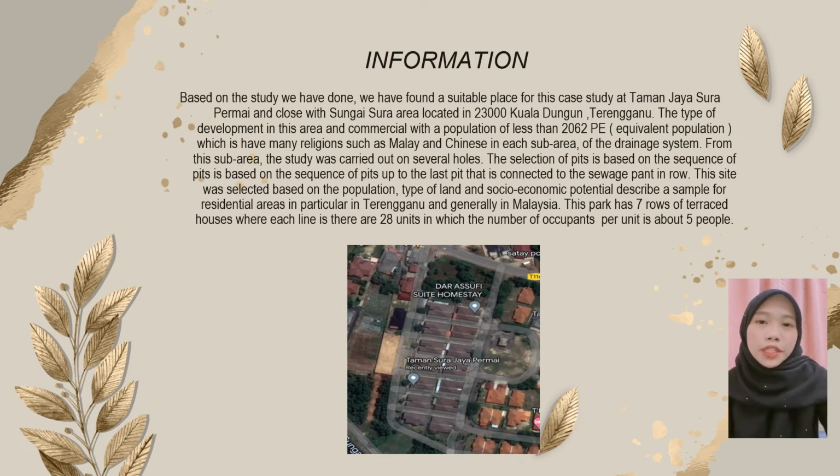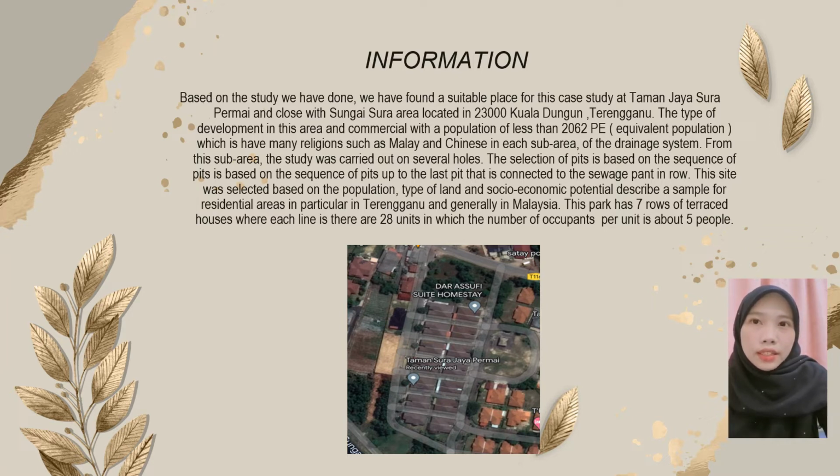Next, the information for the case study. Based on the study we have done, we have found a suitable place for this case study at Taman Jaya Sura Permai, enclosed with the Sungai Sura area, located in 23000 Kuala Dungun, Terengganu. The type of development in this area is commercial, with a population of less than 2062 PE, which has many ethnicities such as Malay and Chinese in each sub-area of the drainage system.